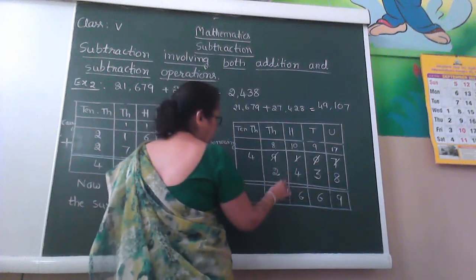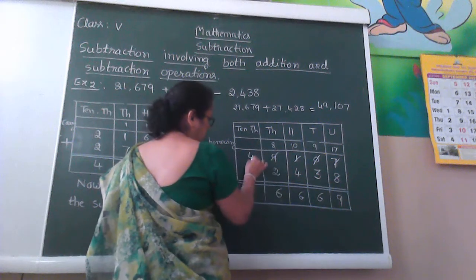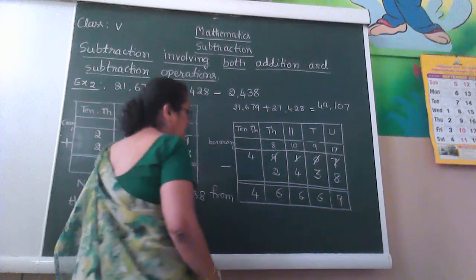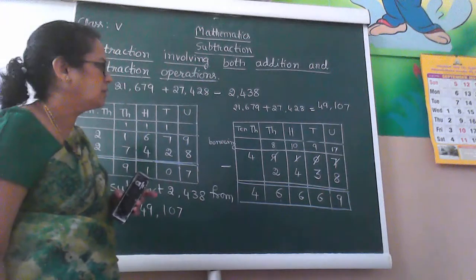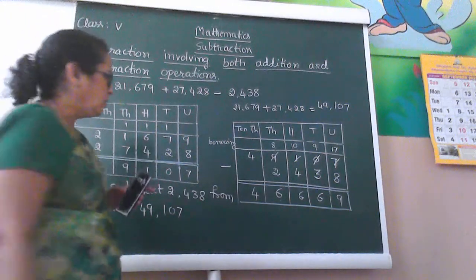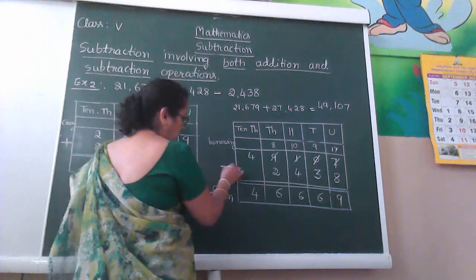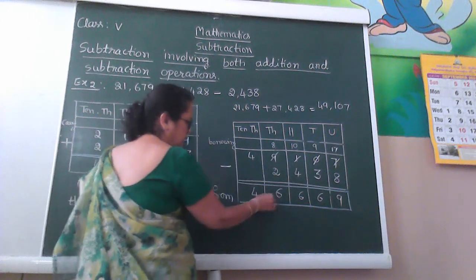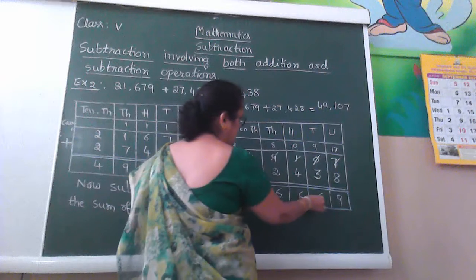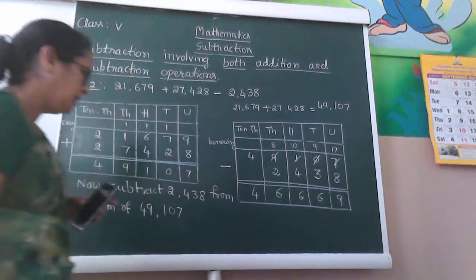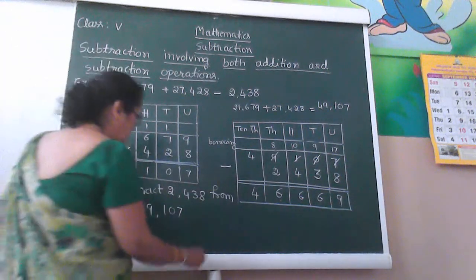8 minus 2 is 6. Here nothing is there, so write 4 as it is. Okay children? Now what is the answer after subtraction? Yes, 46,669. Okay, write the answer.